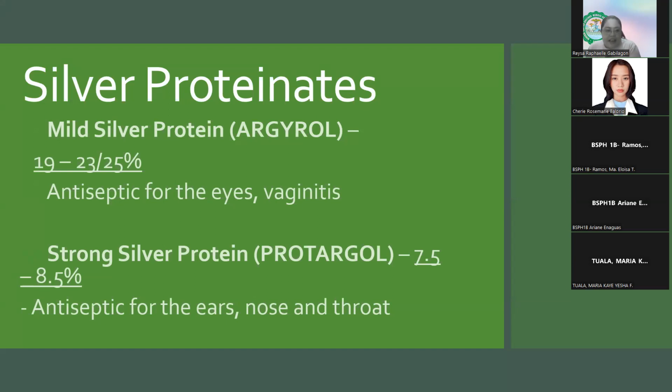Okay? And then we have strong silver protein or the protargol. So it's strong, but it has lesser concentration. That's 7.5 to 8.5%. This one naman is an antiseptic for ears, nose, and throat. Okay.